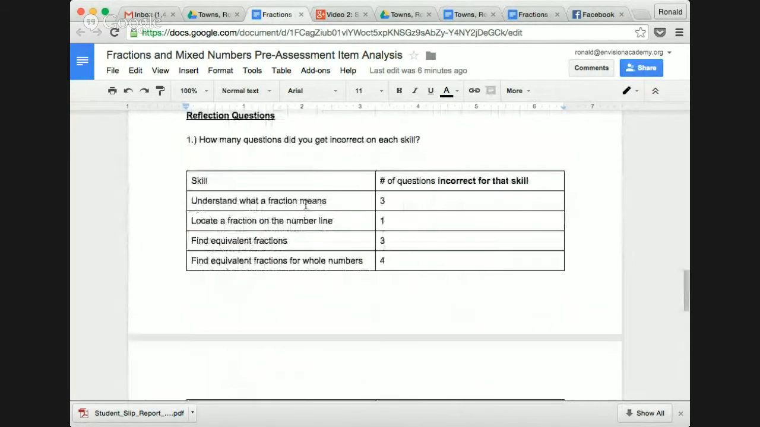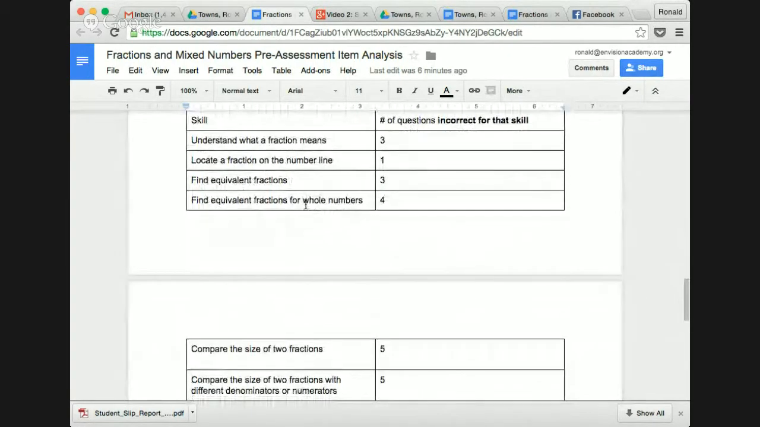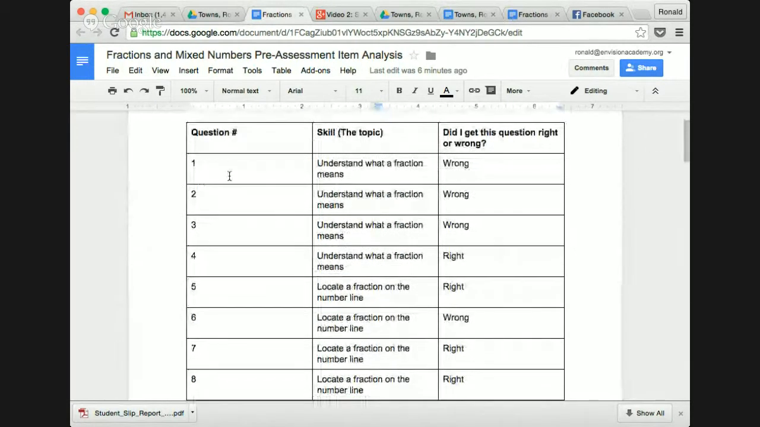To do this, what you need to do is do a little bit of math. Now, go back to this table that you created. You may have written that you got 3 questions incorrect for understanding what a fraction means. But how many questions in total were asked about this skill? So let's look back up. I see that how many questions have this skill? 4. And I got 3 wrong out of 4.